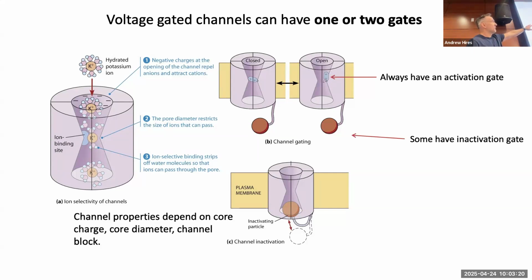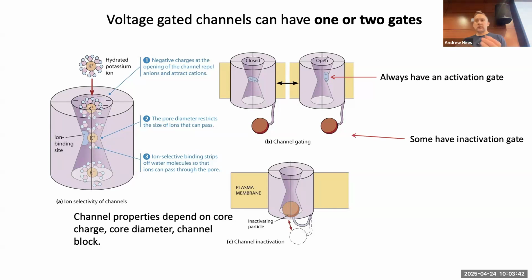Okay, when there's a depolarization, the paddle flips up because it's not being pulled into the inside of the cell as much, and that is going to then allow ions to flow through. Now there's a second gate sometimes present on a lot of voltage gated sodium channels, and on some voltage gated potassium channels, and this is called the inactivation gate.